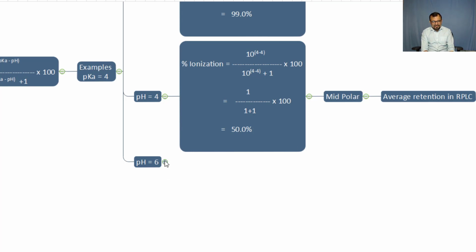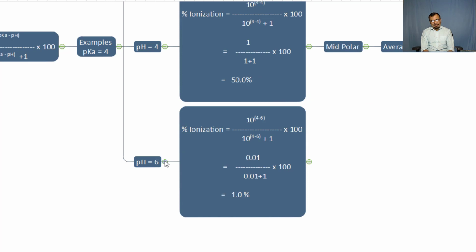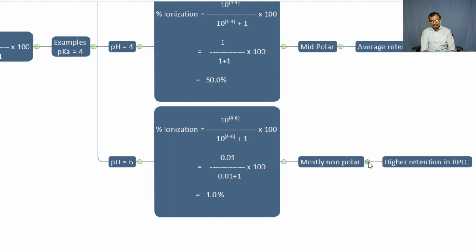And let us understand what is the scenario at pH 6. So at pH 6 the compound will have only 1% ionized form and 99% of the compound will be into non-ionic version. So if it is non-ionic, it will be mostly non-polar compound. And what happens if the compound is non-polar? It is going to retain for the longer time. So in case of basic molecule, the retention of the compound will be lesser at pH 2, average at pH 4 and the higher at pH 6 when the pKa of the compound is 4.